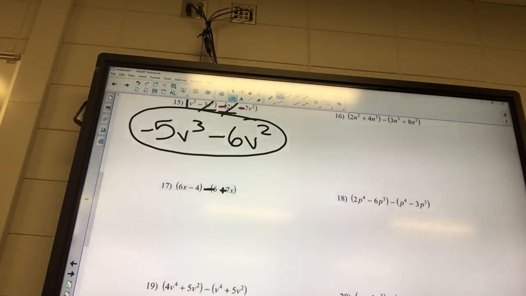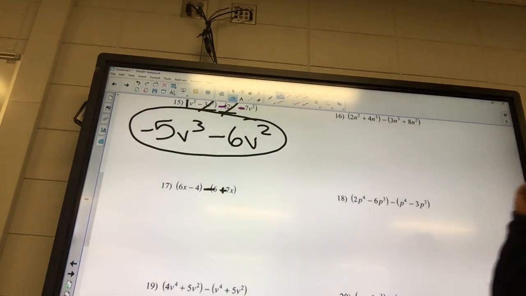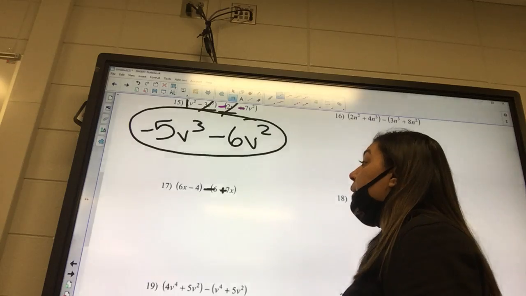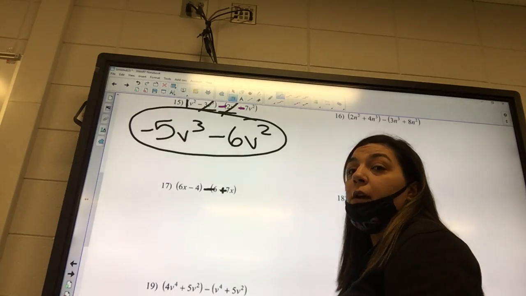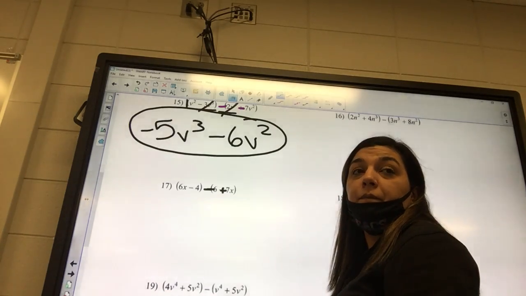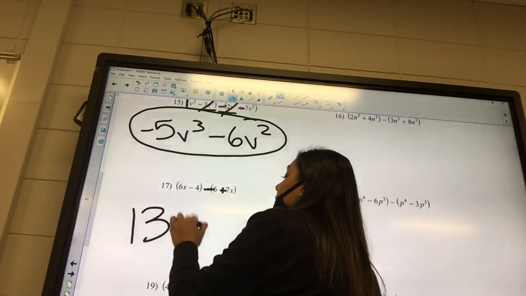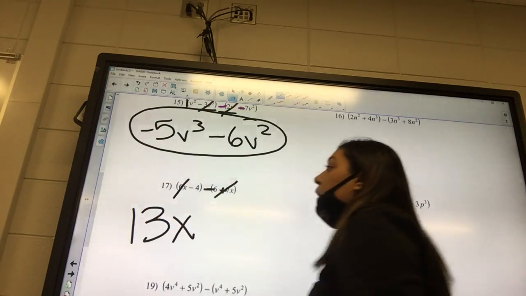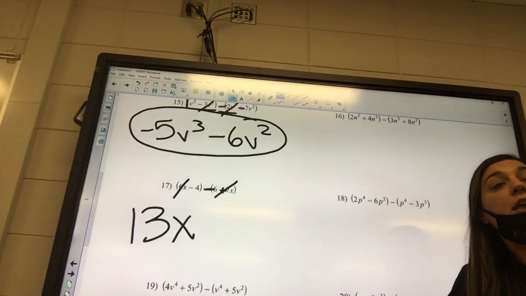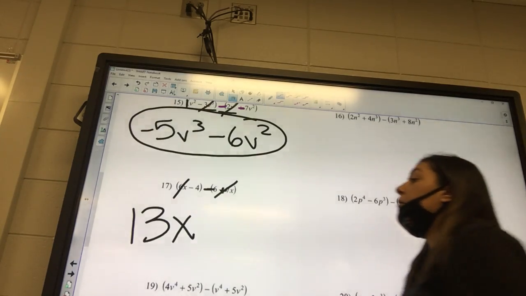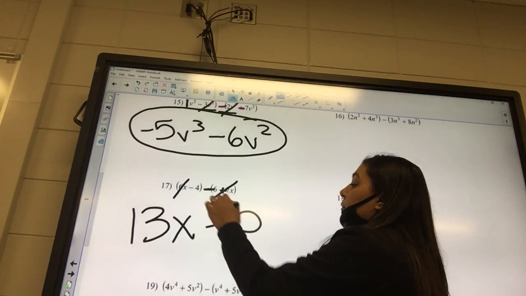Okay, so I have, what's the highest exponent? 1. A 1. Okay, or just the x. Okay, so I got a 6x and a plus 7x to give me what? 13x. And then I got a negative 4 plus a negative 6, which equals negative 10.